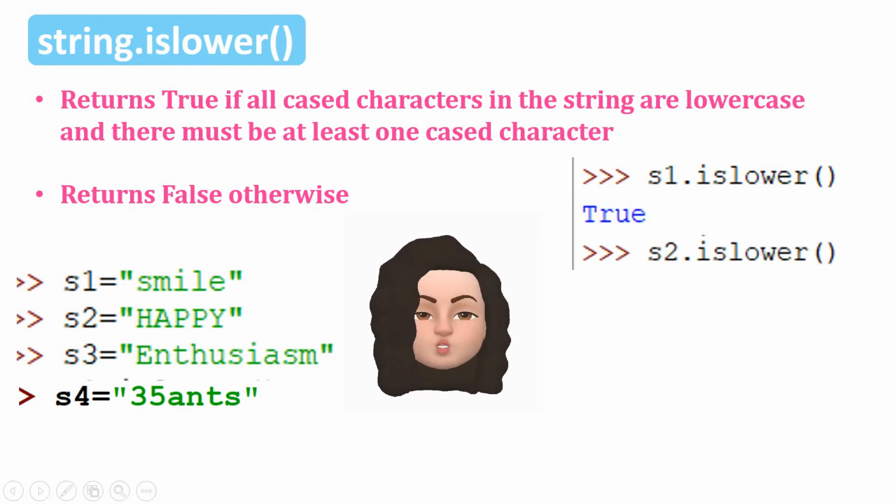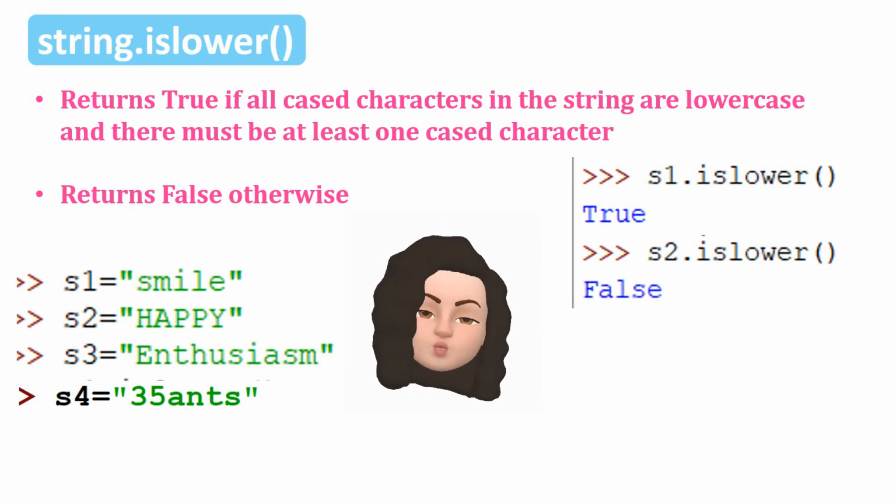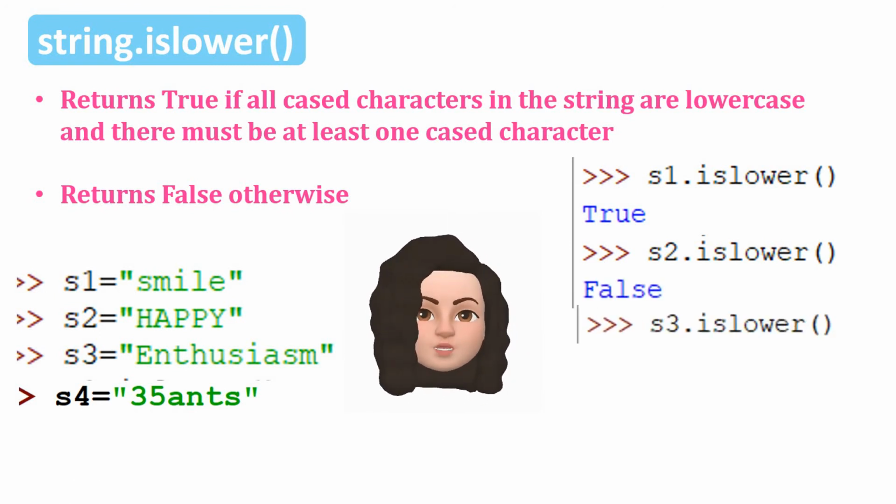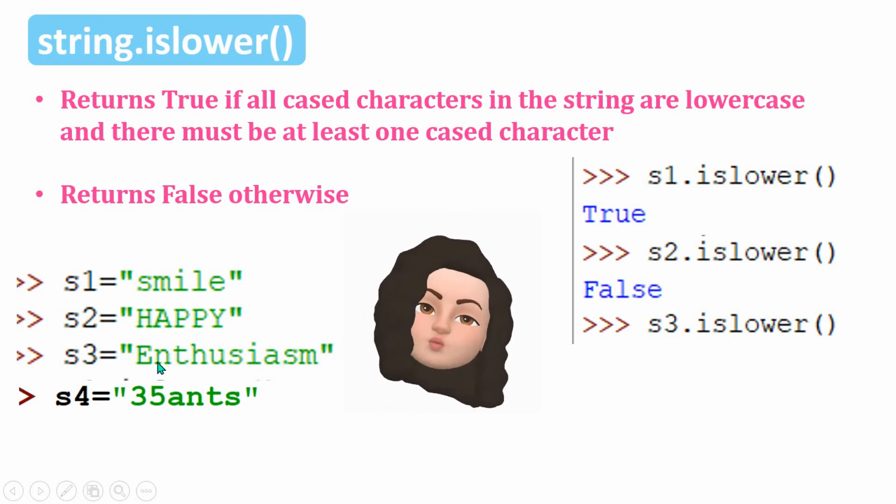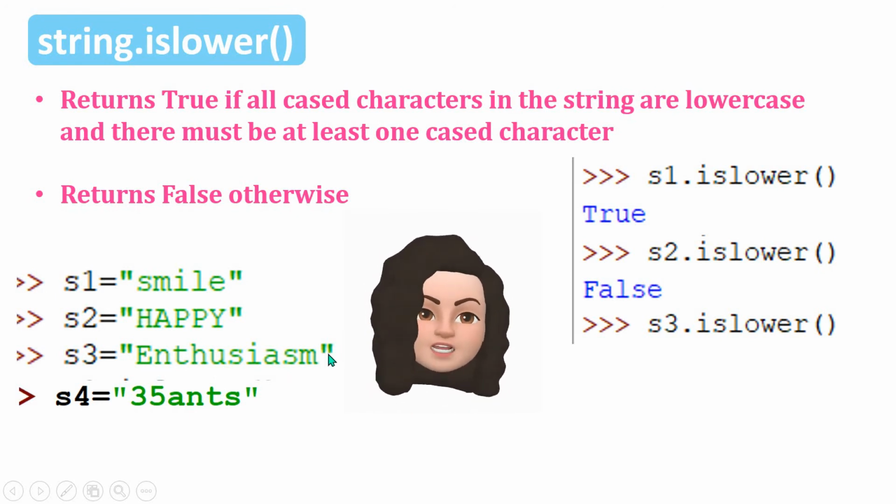Now S2.islower(). S2 is a string which consists of only alphabets, but all the alphabets are in uppercase. Hence islower will return false. Now S3.islower(). S3 is a string which consists of only alphabets, but it contains lowercase as well as uppercase. islower will return true when all the cased characters are in lowercase. Hence S3.islower() will return false.